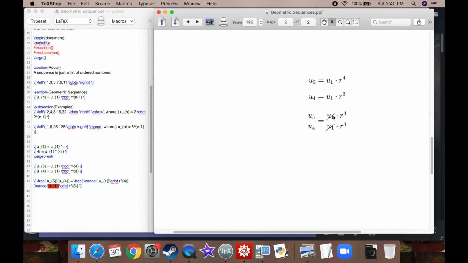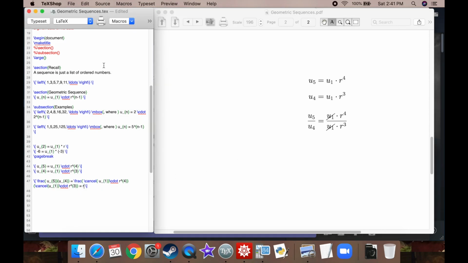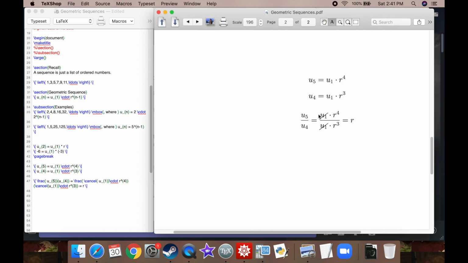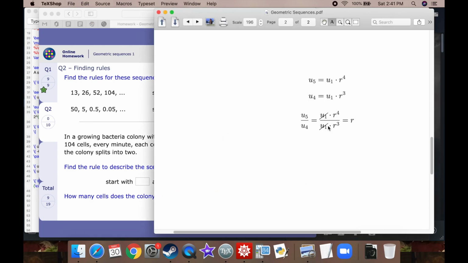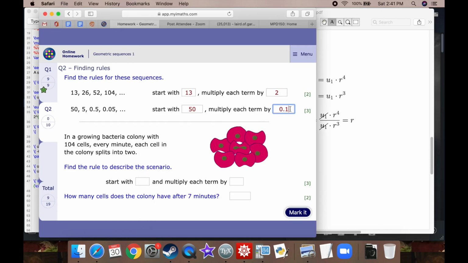So first of all, the first terms here, those cancel. And r^4 over r^3, what does that equal? That equals r. So if you take any term and divide it by the previous term, you're going to get the r value. That's the thing that we're looking for in these questions. So you could just say 5 divided by 50 or 0.5 divided by 5. It doesn't matter what term you use because the first terms are going to cancel out and you're going to divide out all these r's and be left with just one r, which in this case is 0.1. Easy peasy.